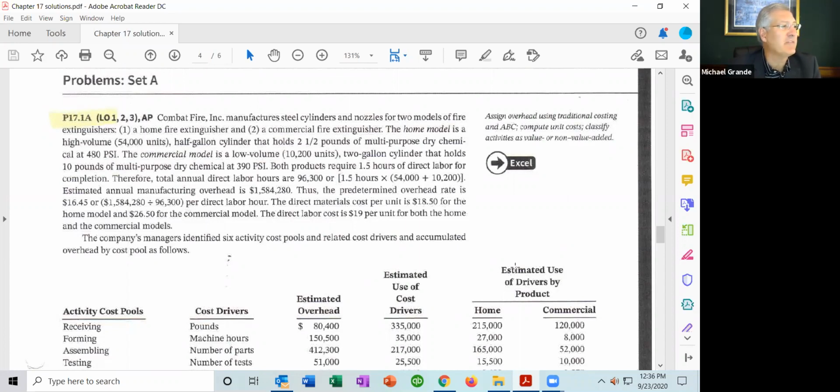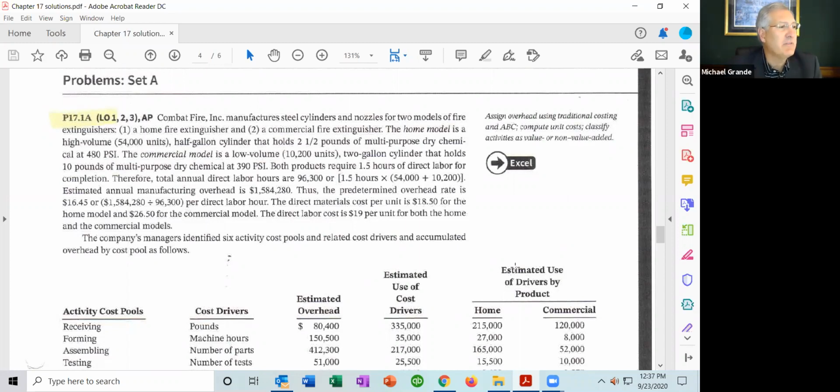Estimated annual manufacturing overhead, $1,584,000. Thus, the predetermined overhead rate is $16.45 per direct labor hour. So they calculated the PDOR here for you. You don't have to calculate it. One single predetermined overhead rate. Total estimated overhead, $1,584,000 divided by the activity, which is 96,300 hours. They came up with $16.45 per direct labor hour.